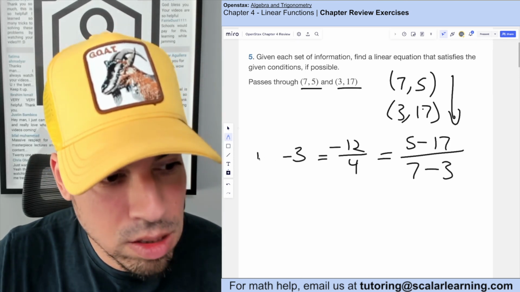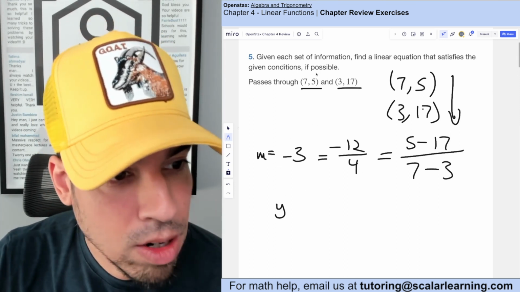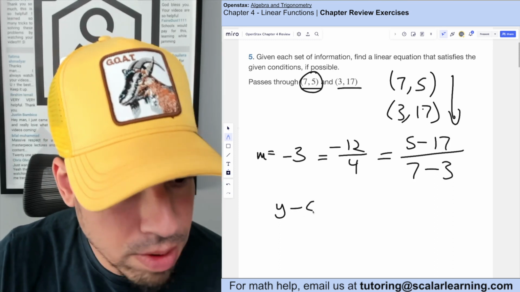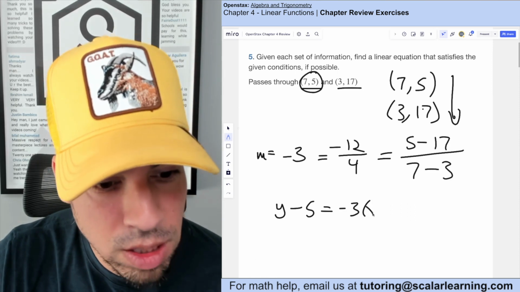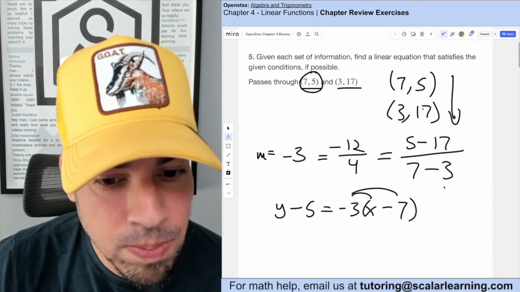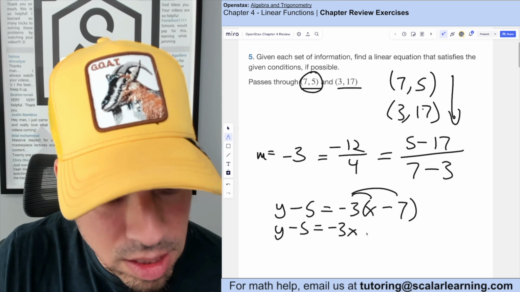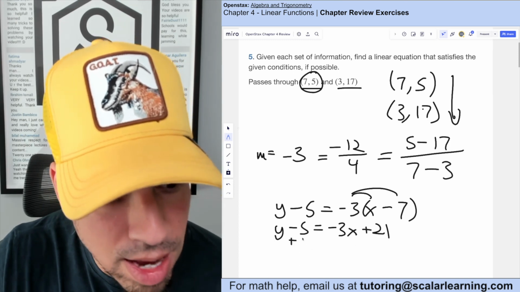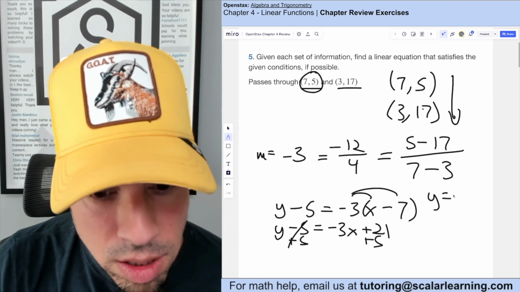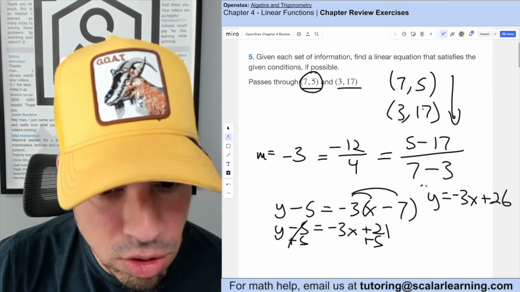Now that I know my slope, now I can use point slope to come up with the linear equation. So check this out. I'm going to arbitrarily select this coordinate, and I'm going to say y minus the y value, which is 5, equals the slope negative 3 times x minus that corresponding x value, which is 7. Then we're going to distribute, and we have y minus 5 equals negative 3x plus 21. Last but not least, I'm going to add 5 to both sides like so, and I get y equals negative 3x plus 26, and there's the linear equation.